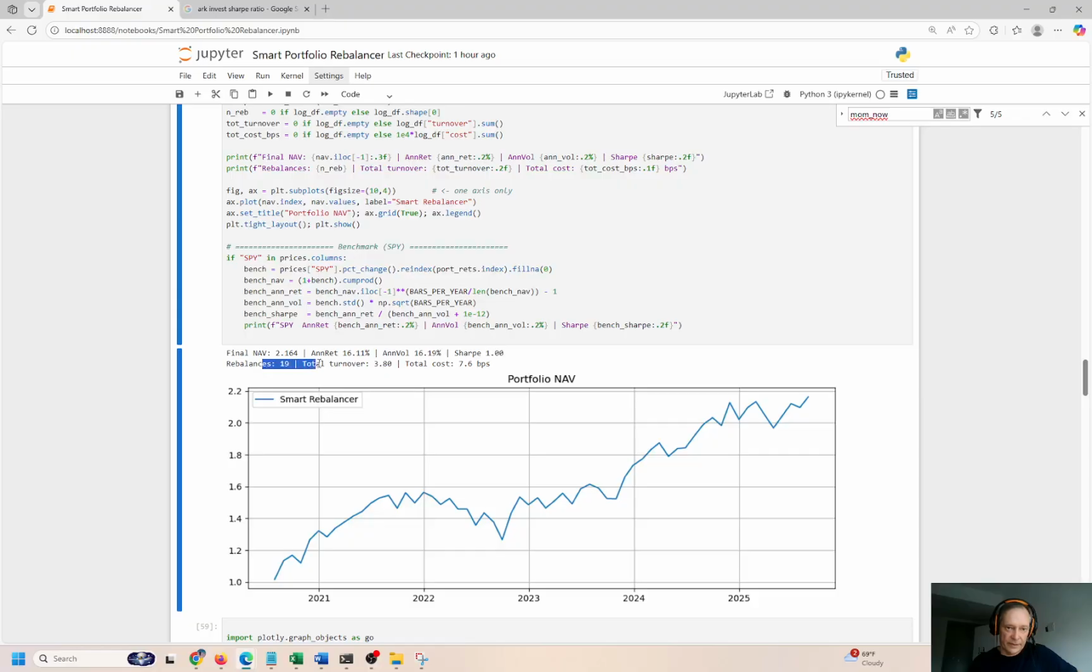Number of rebalances we saw before was 19. Total turnover was 3.8 times. And total cost is 7.6 basis points. Okay, so I think the portfolio is in pretty good shape, and I'll show you why.